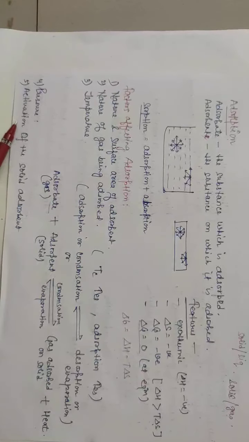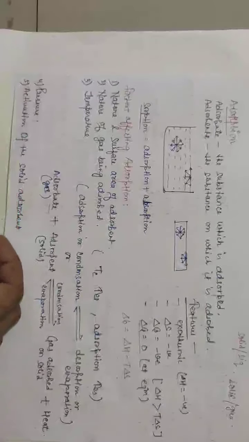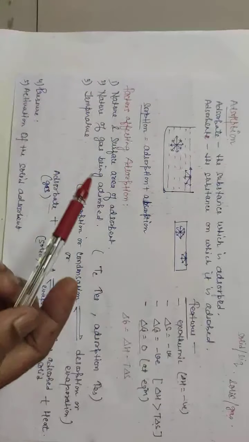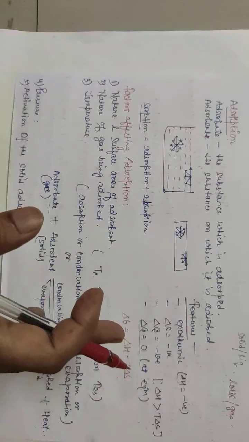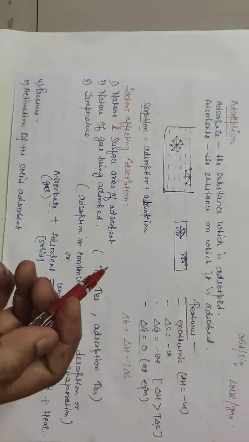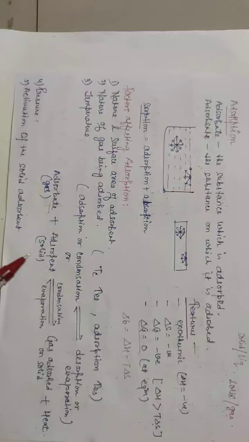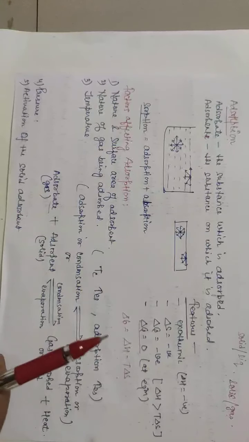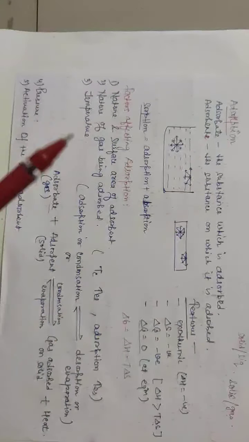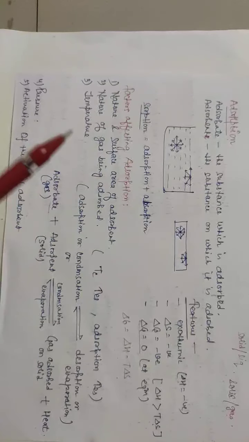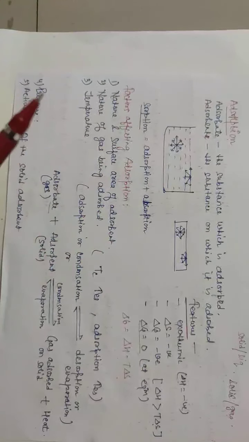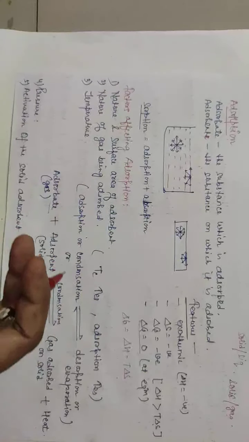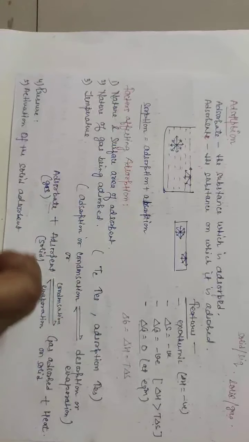Next is the activation of the solid adsorbent. Activation means increasing the adsorptive power of the adsorbent. So how can you activate an adsorbent? You can activate the adsorbent by increasing its surface area. Then how will you do that? You can make the surface of the adsorbent rough, or divide it into smaller pieces or grains, or make the adsorbent into powder form. All this will activate the solid adsorbent.